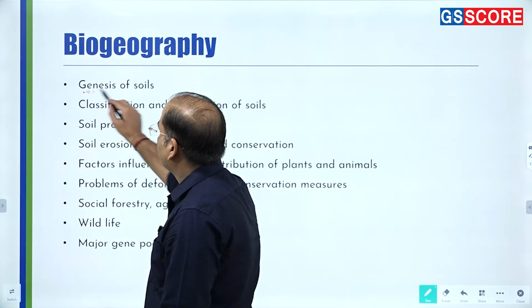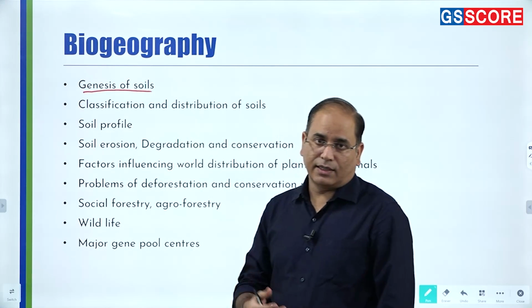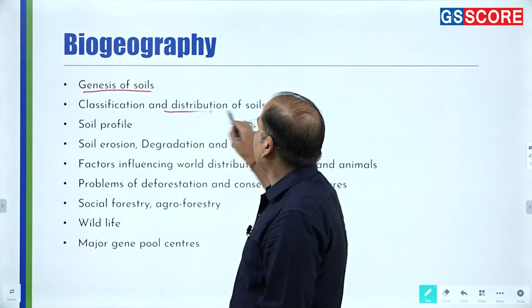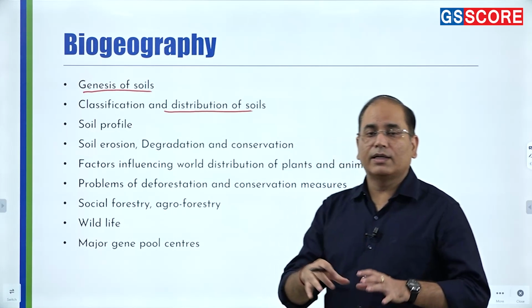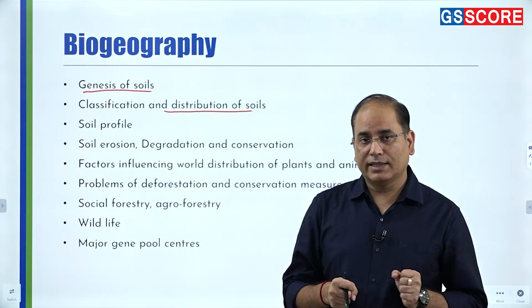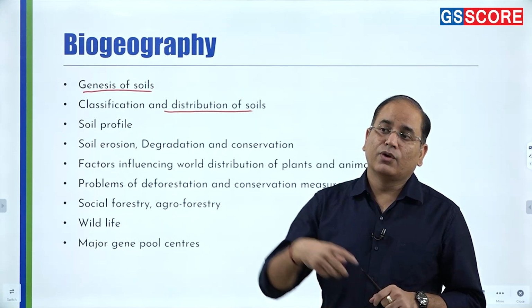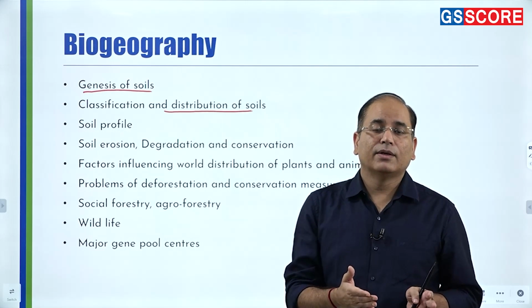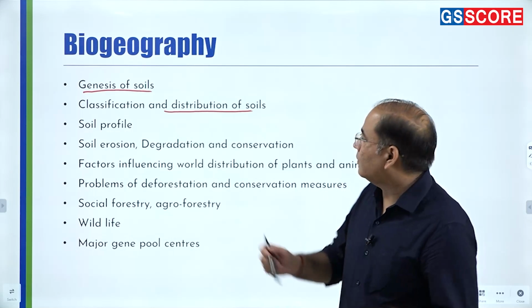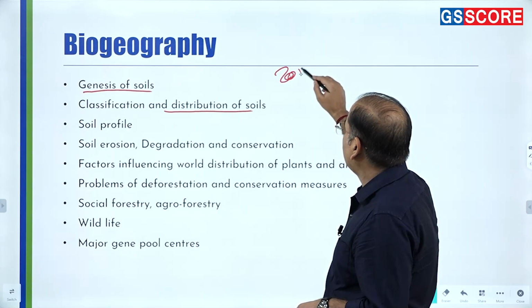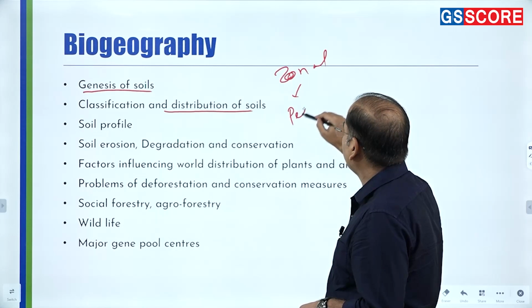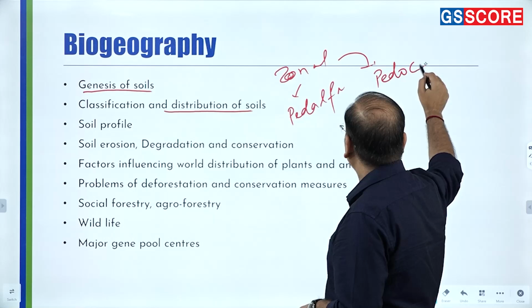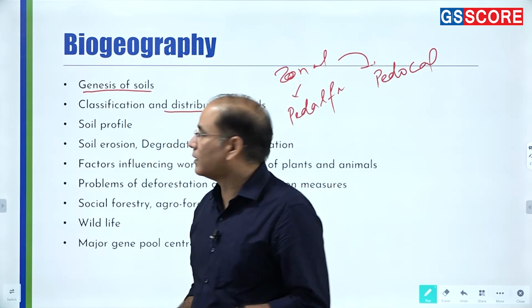Here the first topic you are supposed to study is the genesis of the soil: how the soil originates and how it gets formed. Then classification and distribution of the soil: how soils are categorized into different categories, the types of soil, and where each type of soil is distributed, where you will get the zonal soil and where you will get the azonal soil. Within the zonal soil, you will have soils like pedalfer and pedocal. So where you will get the pedalfer and where you will get the pedocal.